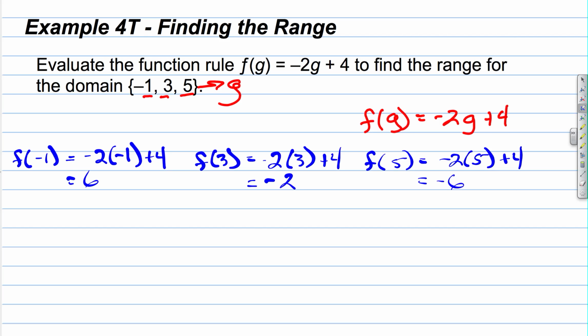So my range in this case, very formally written, for perfect 100% credit would be negative 6, negative 2, and 6. Given this domain, here's my range.